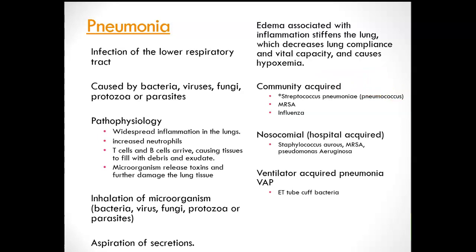And then ventilator acquired pneumonia, and that comes from the bacteria that collect on all of the different pieces of equipment that we use when we ventilate a patient, specifically the endotracheal tube that's in their throat. And so there are steps that can be taken, certainly, to prevent this. So we can also get it from aspiration of secretions. So people who have swallowing issues, who maybe as they drink are actually aspirating some little bit of fluid down into their lungs, can get pneumonia.